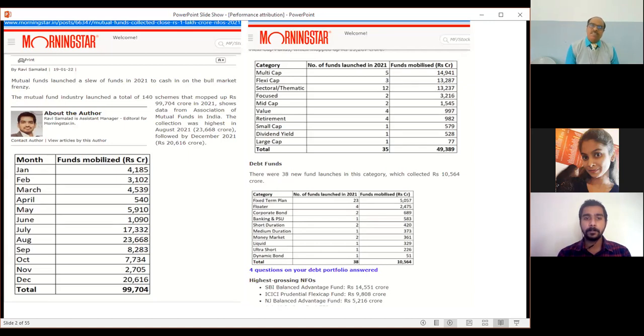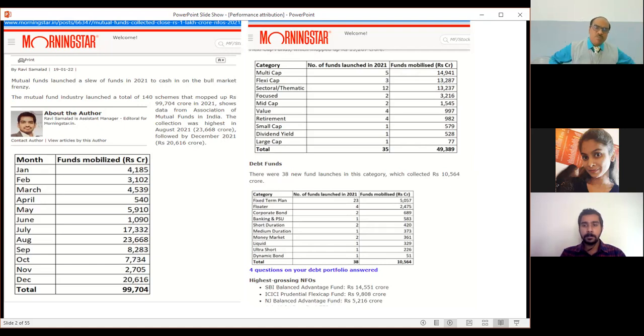Likewise, you can see in the same news, we have mobilized more funds in multi-cap, followed by flexi and sectoral indexes. The multi-cap funds, simply speaking the diversified portfolio, gained very good momentum, and we mobilized around 14,941 crores. See how far the investment is moving.